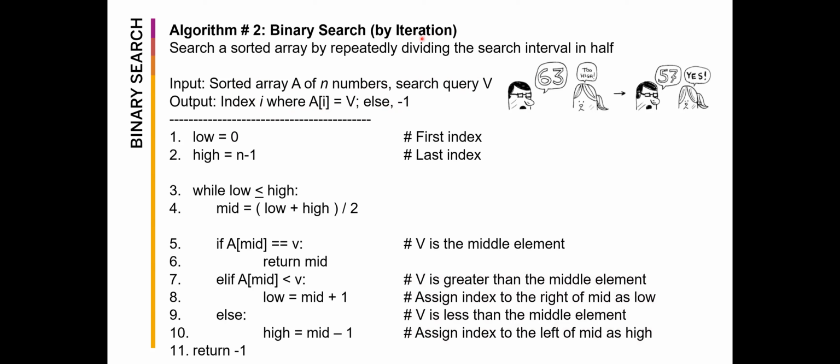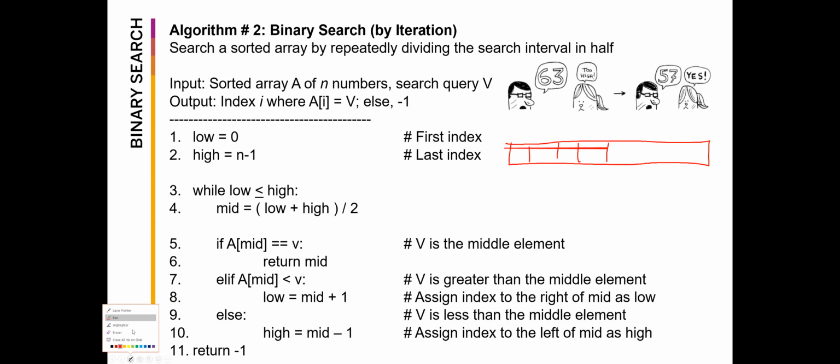Here it's by iteration, so we have to look at different pointers. We set a pointer low at 0, which is the first element. We set pointer high at n-1, which is the last element of the array. You could imagine you have a box, this is your array. We have pointer low here, and we have pointer high. This is what the first two lines are talking about.